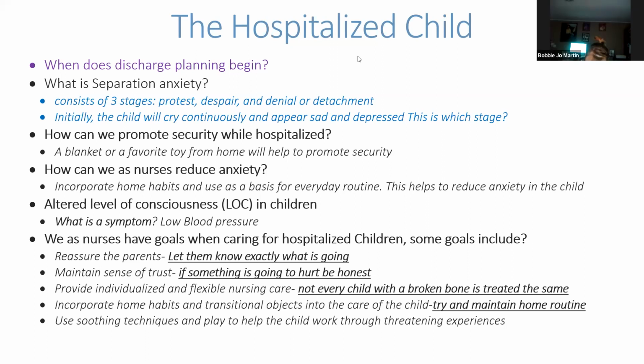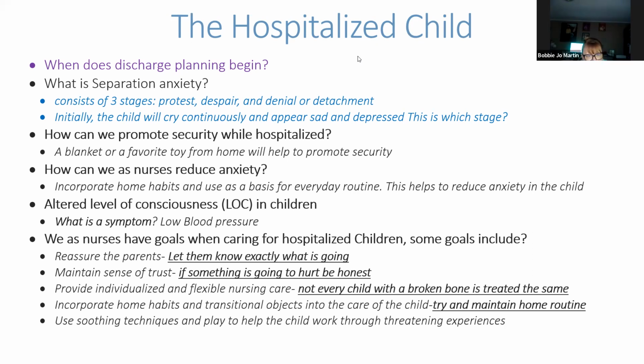Now, when would you see a level of consciousness in children that's altered? They're just not awake and alert the way they should. What is one of the symptoms that you'll look at? And it's a low blood pressure. Why a low blood pressure? You're not getting oxygen to the brain because the blood pressure is too low, right? Very simple.